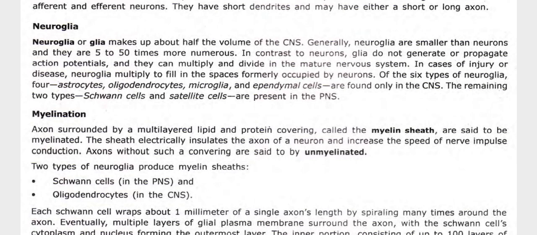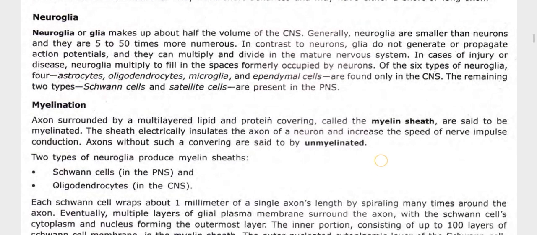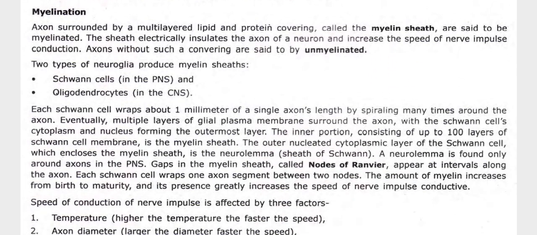Of the 6 types of neuroglia, 4, like astrocytes, oligodendrocytes, microglia, and ependymal cells, are found only in the CNS. The remaining 2, Schwann cells and satellite cells, are present in the PNS. Then myelination. Axons surrounded by a multi-layered lipid and protein covering called the myelin sheath are said to be myelinated. The sheath electrically insulates the axon of a neuron and increases the speed of nerve impulse conduction. Axons without such a covering are said to be unmyelinated.